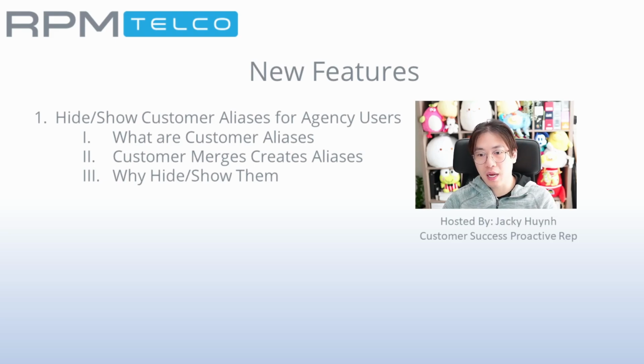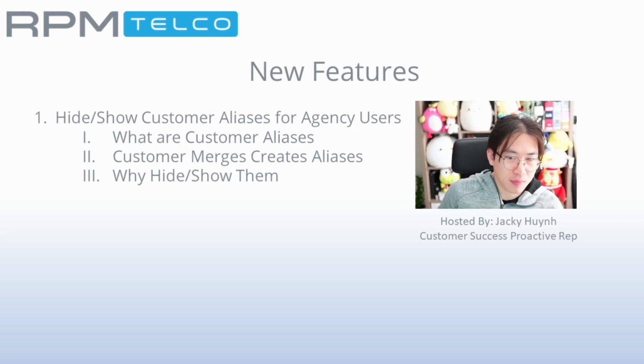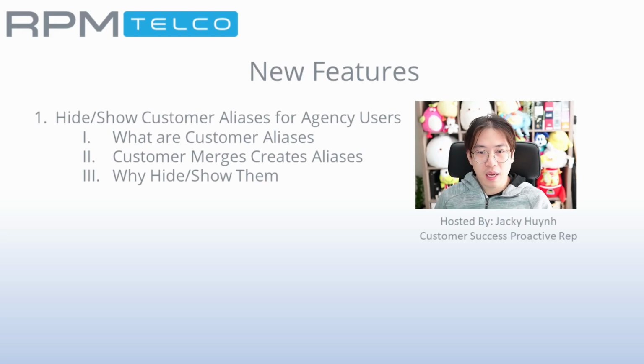Maybe you don't want them to see every single address that you have under that customer. Since you merged a whole bunch of them together, they'll have that full list of aliases. So that's one thing you want to keep an eye on and make sure that you can check it. Or if you don't want to check it, you can just set the feature to hide and not worry about it. But I'll show you what that looks like inside of my RPM demo here.